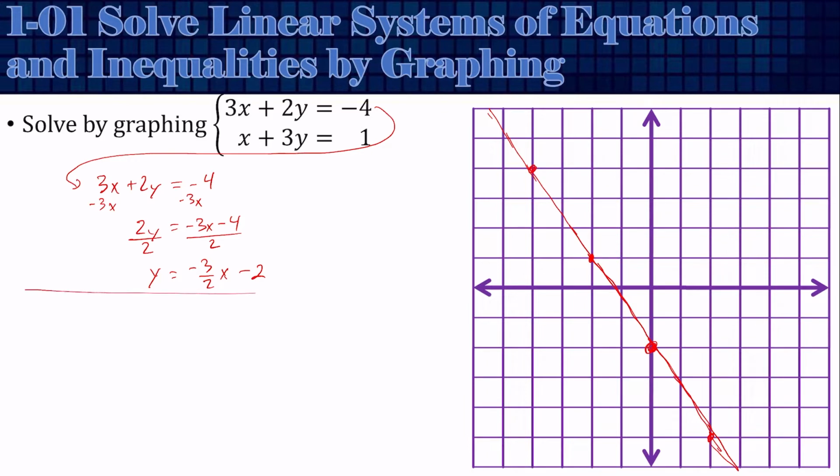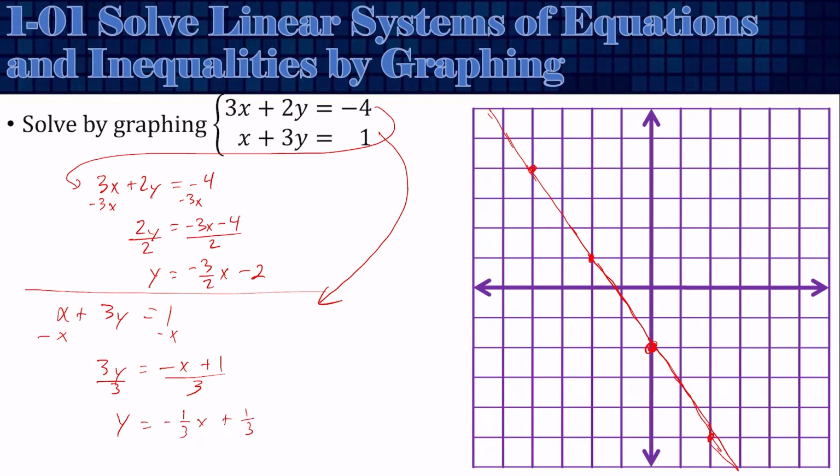All right. Let's take the other one and solve it for y. So subtract the x, divide by 3. So it looks like I have negative 1/3 x plus 1 over 3. So I'm starting at 1/3, so about there, going down 1 over 3. Or I could go up 1 over 3, like that.